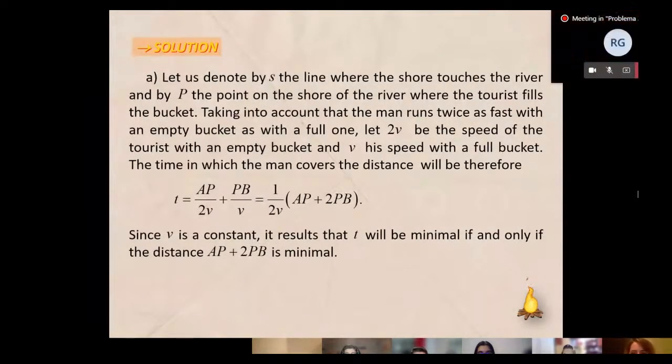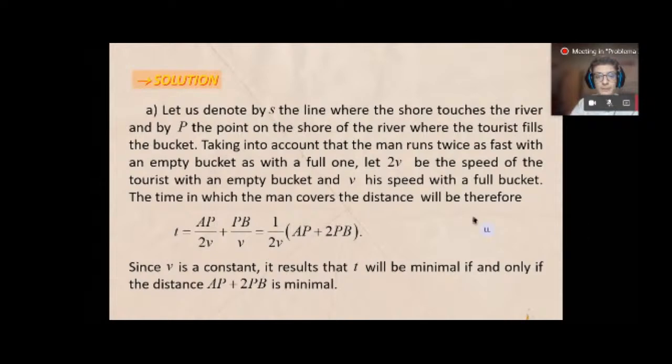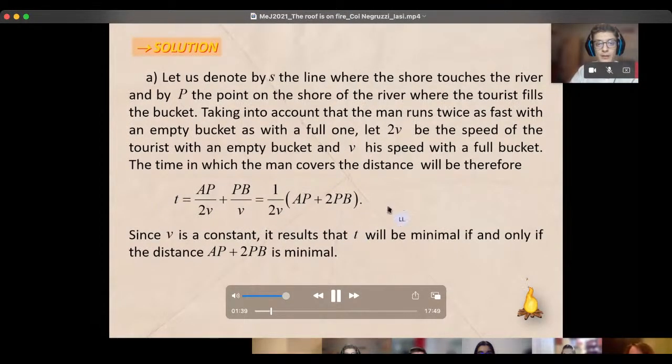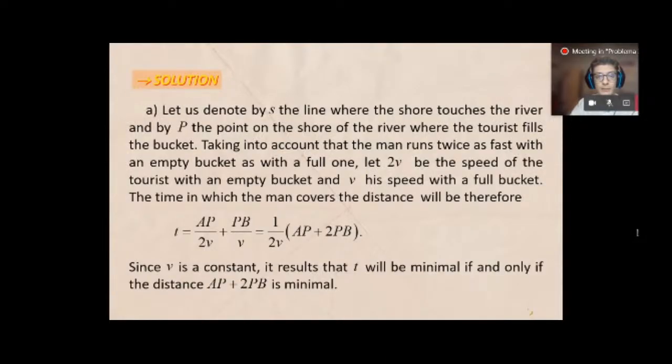First of all, we'll denote by S the place where the shore touches the river, by P the point where the man fills the bucket, and by V his speed with a full bucket. This means that his speed with an empty bucket will be 2V. So the time the man needs in order to cover the distance will be determined by the following equation. Knowing that V is constant means that we need to find the minimal value of AP plus 2PB.